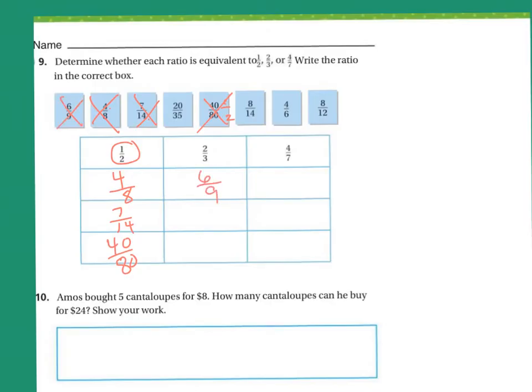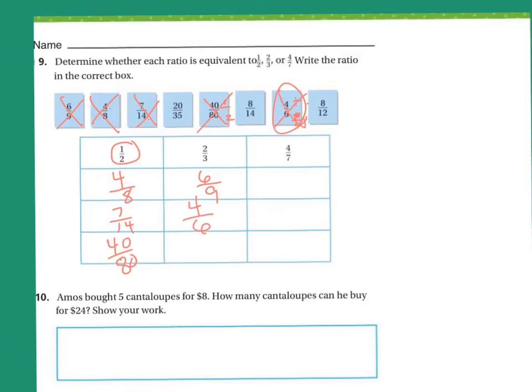So I'm going to look at the same little fact over here. I know that 3 cannot go into 35, so there's no way that that could be right. 3 can't go into 14, so I know that one's not going to be right. 3 can go into 6. 3 goes into 6 2 times. So if I did 6 divided by 2, and I got 3, then I also have to do the top. So 4 divided by 2 is 2. And look at that, 2/3. So this is going to be 4/6.